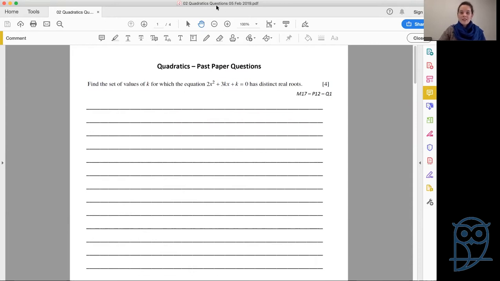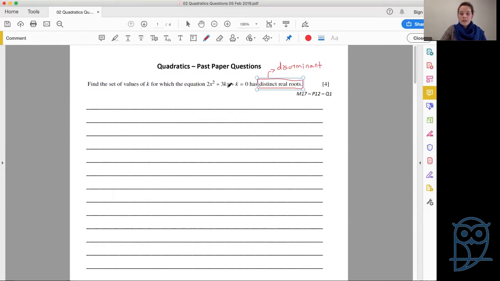And there is your trigger. Your trigger is those last three words: distinct real roots. And what that should trigger is your discriminant. Whenever you have information about the roots, then you are generally heading to working with the discriminant.